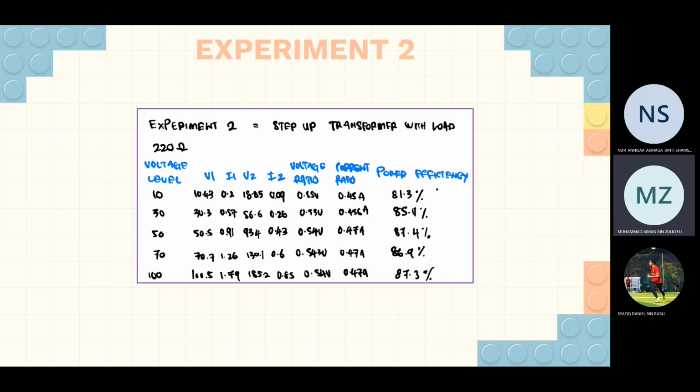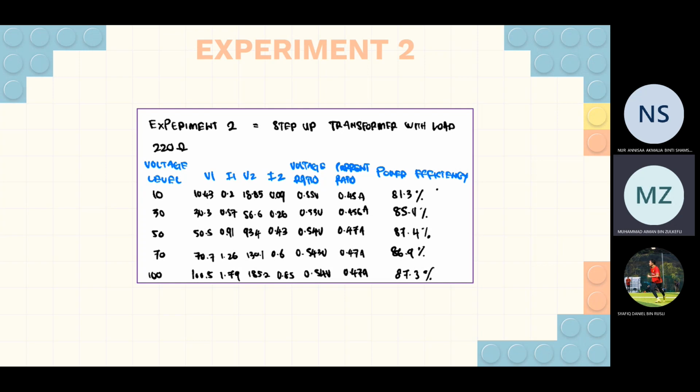For 70 voltage level, V1 70.7, I1 1.26, V2 is 130.1, I2 0.6. Voltage ratio 0.543, and current ratio 0.47, and the last one, power efficiency for 70 is 86.9.